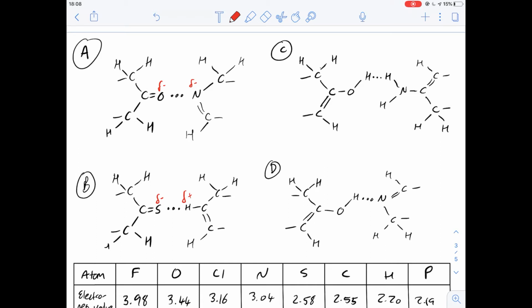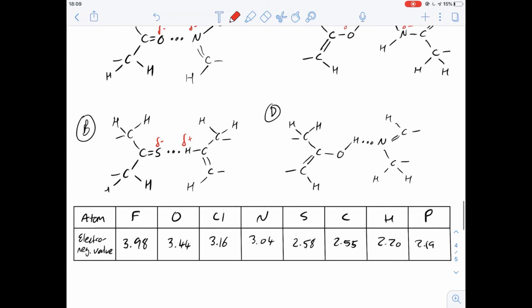If we were looking at C, this one could be a little bit hard to work out with the hydrogens, but this nitrogen is going to be delta negative, making this a positive. And the same would be true here. The oxygen on this end of the bond would be making this negative and the hydrogen therefore positive. So again, we've got this same repulsion you'd expect.